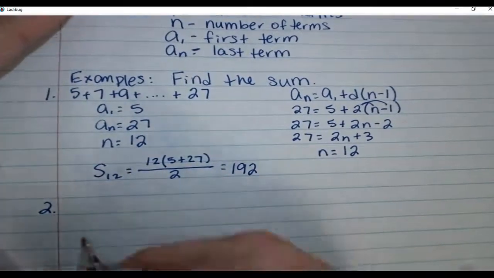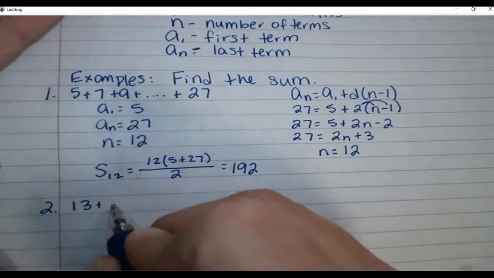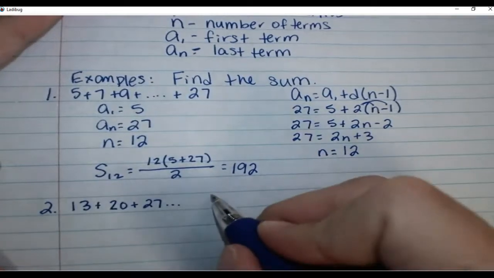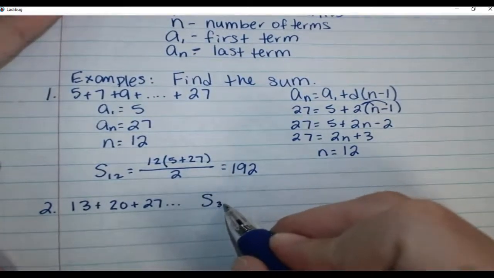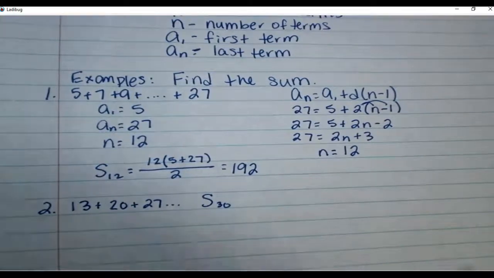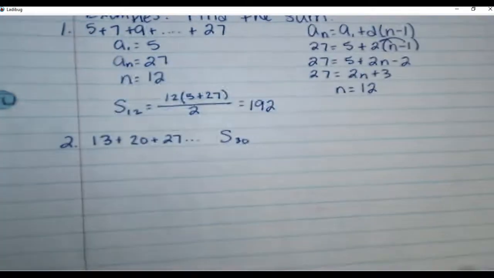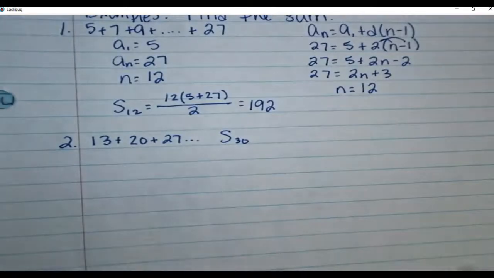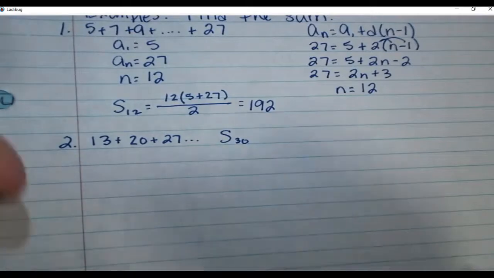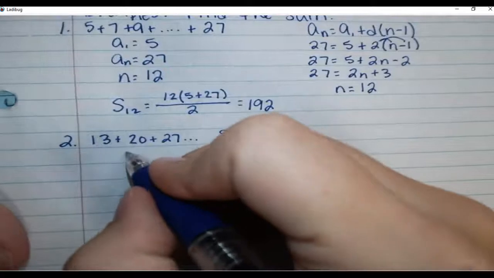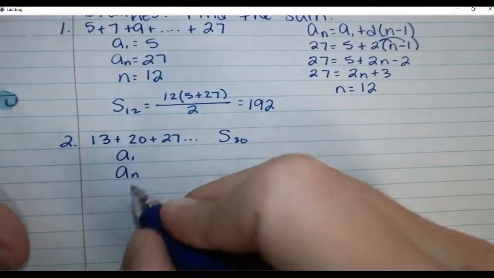Alright, so I got another one. Let's say it gives us 13, 20, 27, etc. And we want to find the sum of the first 30 terms. So we need our three things. We need a1, an, and n.